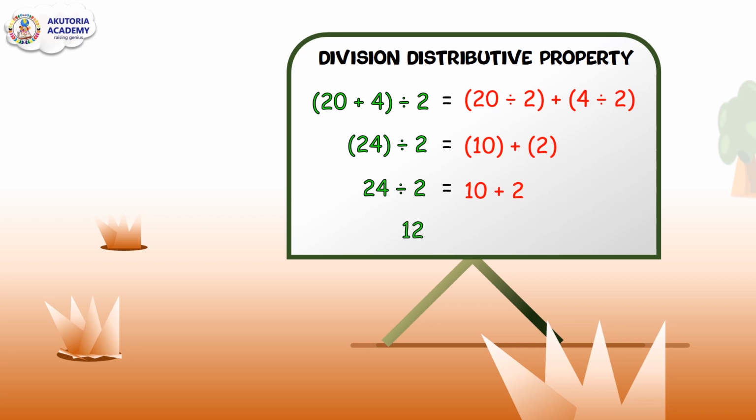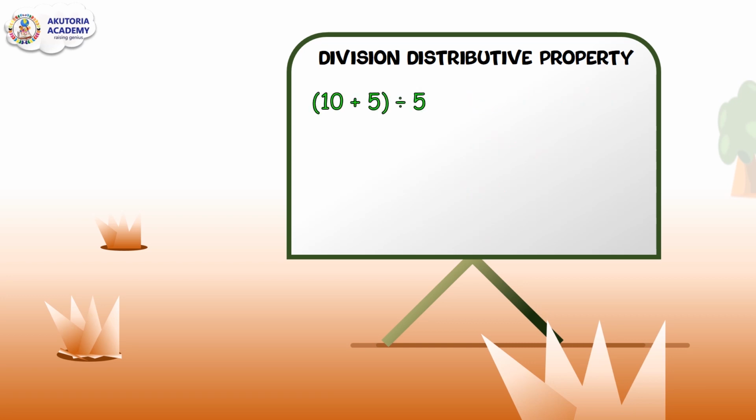24 divides 2 is 12. And if you check the right side, you find out that 10 plus 2, which was what we got from our division in the earlier step, 10 plus 2 gives us 12. So using the distributive property makes division much simpler. Now let's take another example. We have 10 plus 5 divides 5.